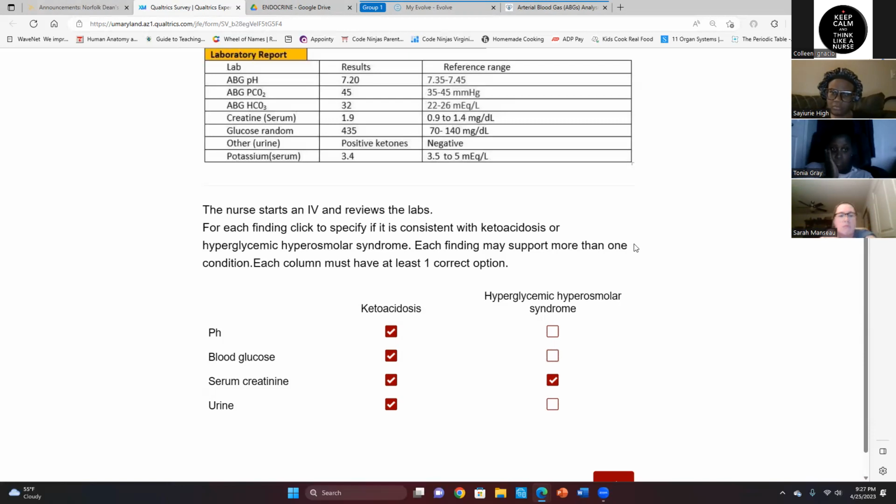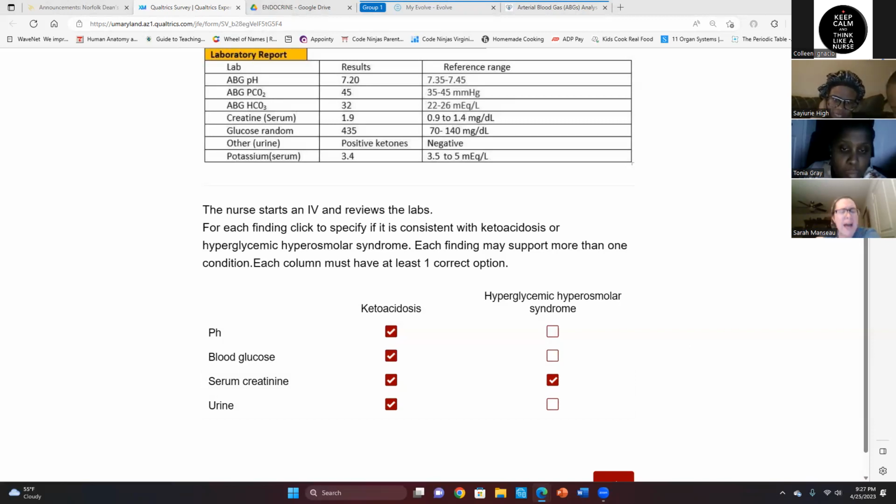Both conditions cause dehydration, and that's going to give you your elevated creatinine. And the urine being particularly dark is particular to ketoacidosis. Any questions about that? Okay, so we had it kind of backwards. We chose the blood glucose for HHS instead of the creatinine for both.